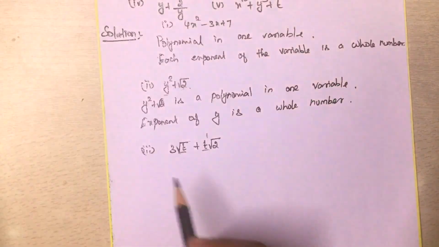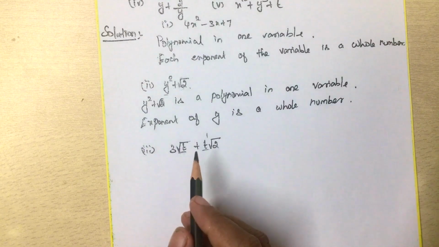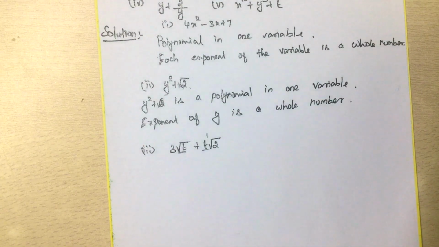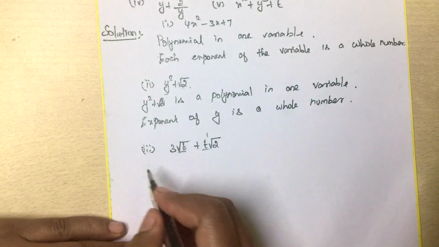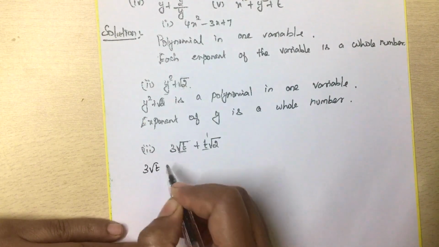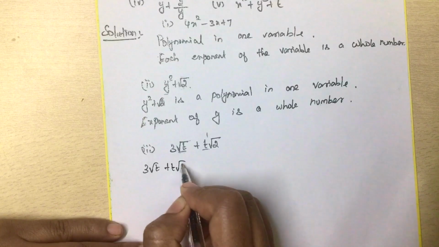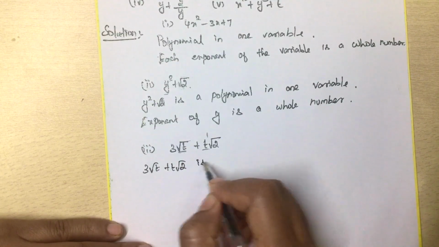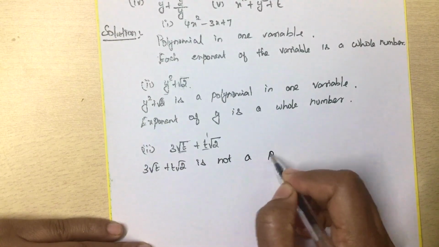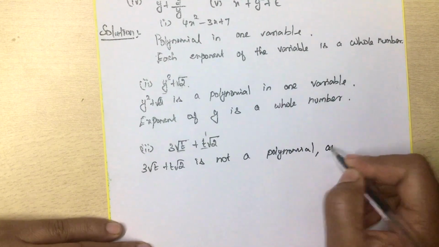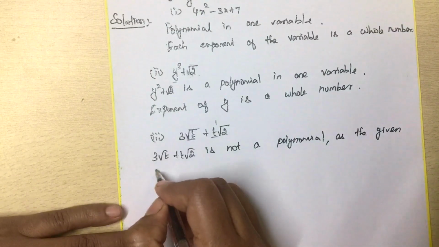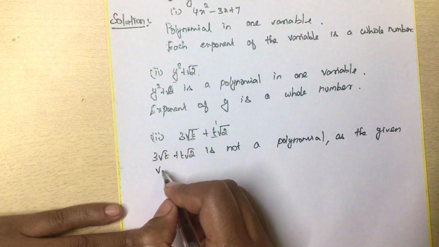Instead of x we have t. Then definitely this is not a polynomial because the given variable is under the radical sign. So you can write 3 root t plus t root 2 is not a polynomial, as the given variable is under the radical sign.